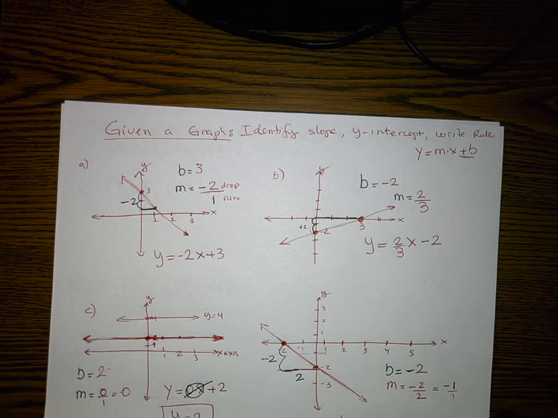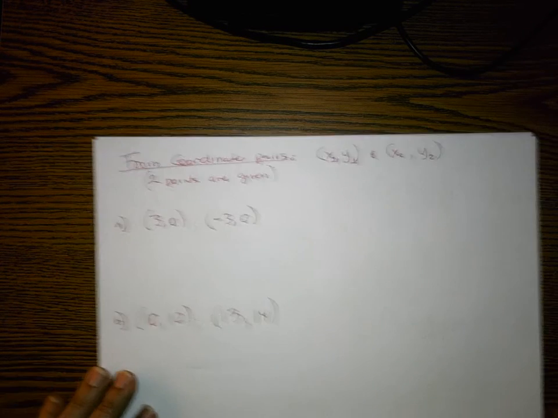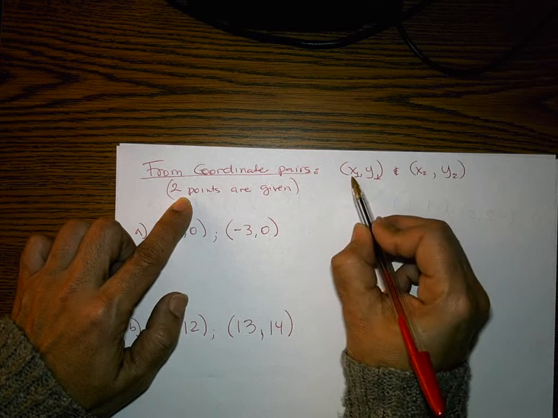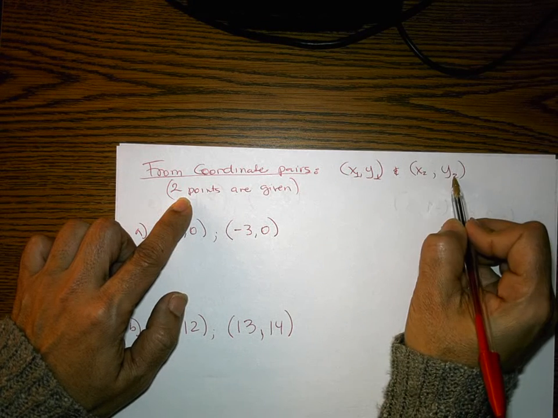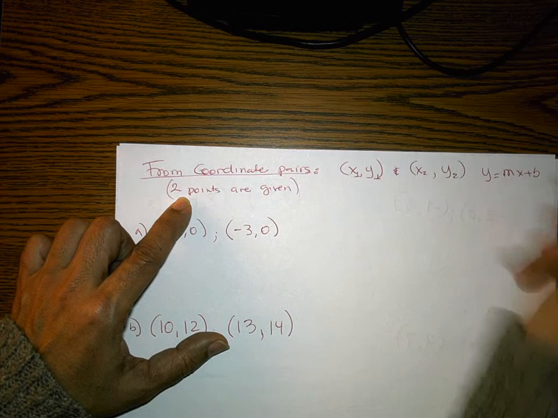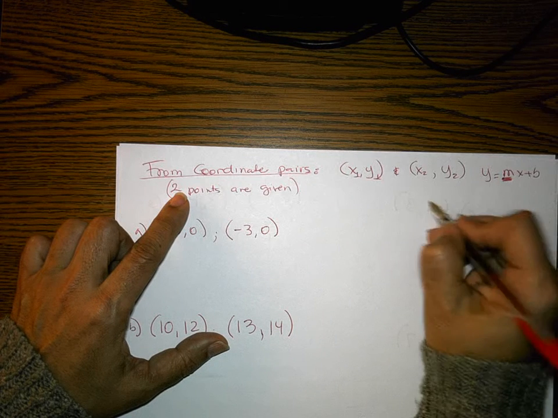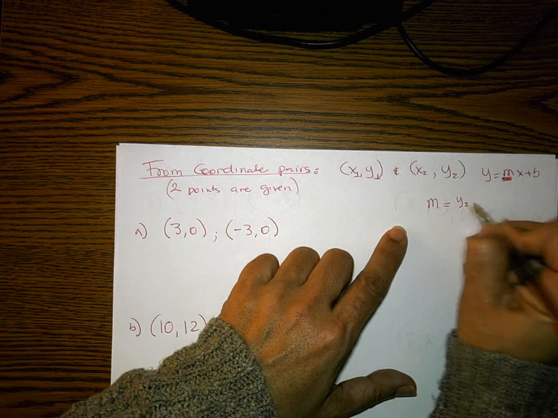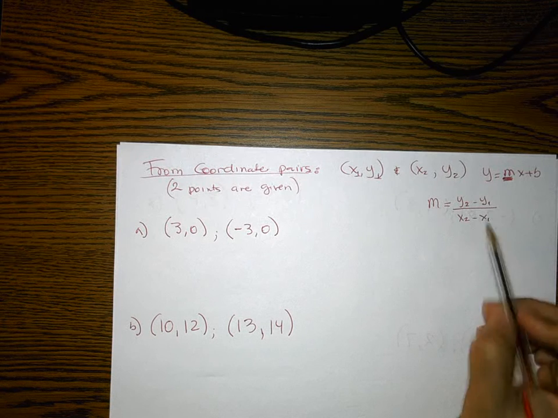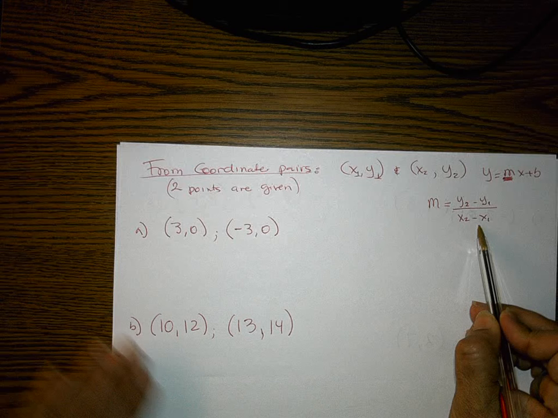And let's see if I have one more example here. I do. Can I write the equation from coordinate pairs? If 2 points are given, a x1 and a y1, and then a x2 and a y2, well, to write y equals mx plus b, I want the slope m. And the slope formula, m equals y2 minus y1 all over x2 minus x1, is the difference in the y values over the difference in the x values. So I'm going to do that here, okay?